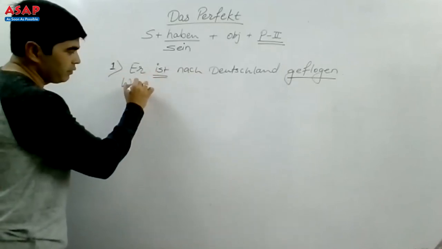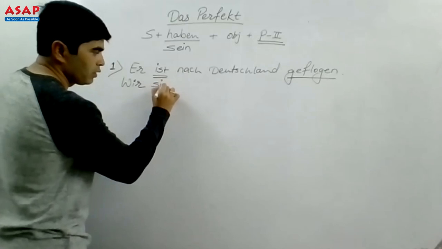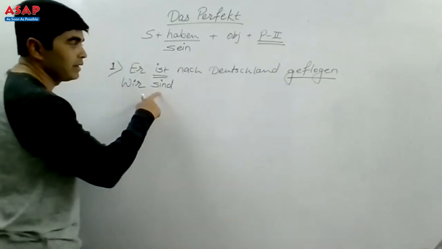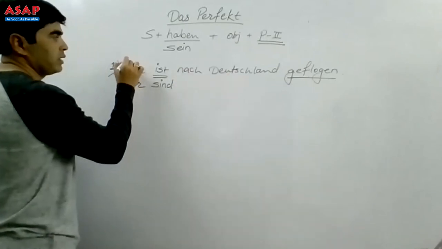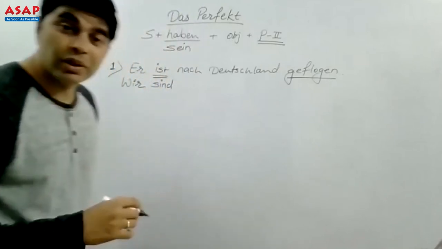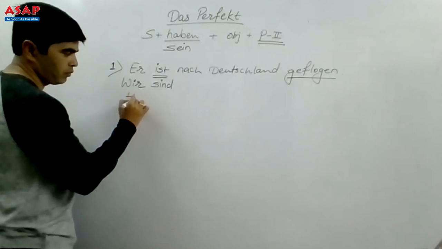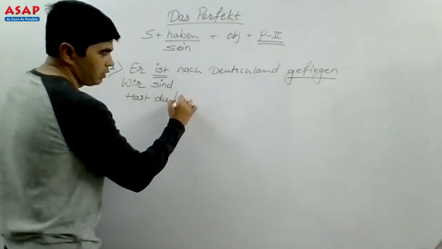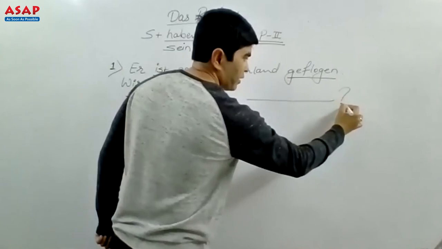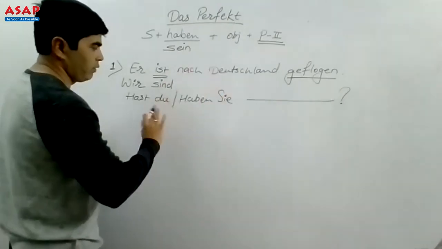If it is wir, then? Wir. You forward the conjugation of sein, right? Wir sind nach Deutschland geflogen. And if you want to ask someone, did you travel to Germany, or did you go to Germany? Hast du, oder haben Sie, nach Deutschland geflogen. Suddenly it will become a question. Right? Yes, nach Deutschland geflogen.